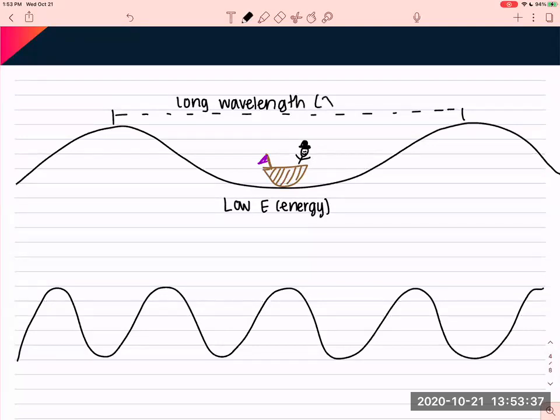Which is lambda, which kind of looks like a wave a little bit, right? So low energy, a nice relaxing day on the ocean, a long wavelength. What is my frequency like? How often do you think I'm bobbing up and down in this scenario? So just imagine, we're in a nice relaxing situation. We probably have our bobbing up and down is going to be low. We have a low frequency.